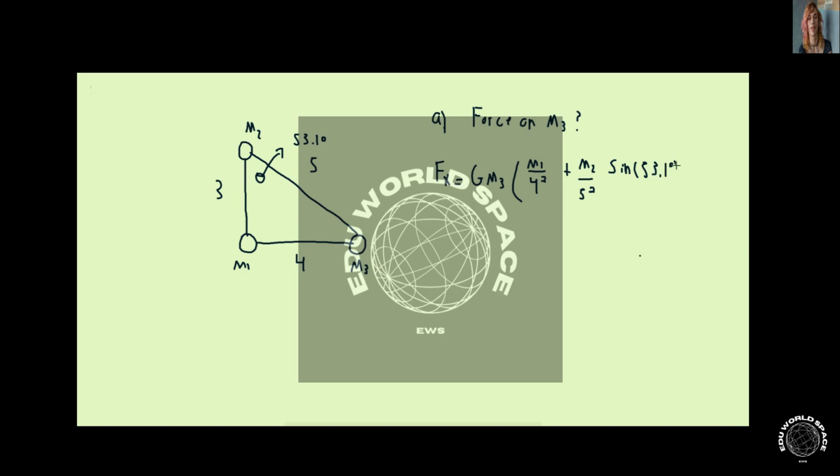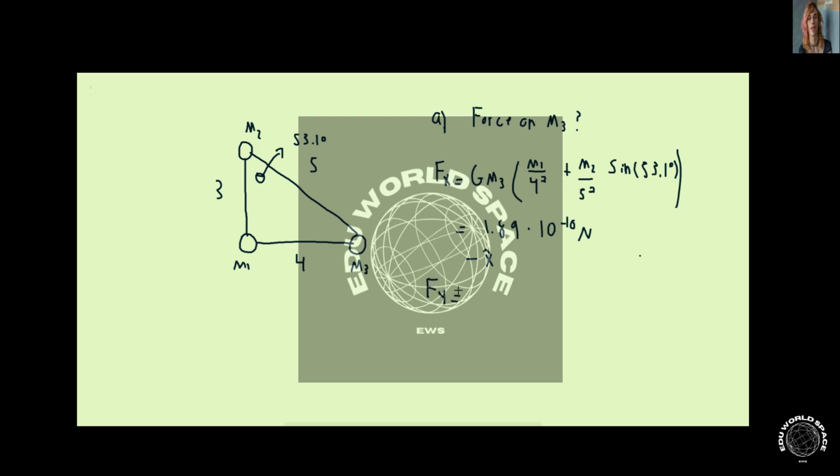53.1 degrees. And so we plug in m1 is 50, m2 is 80, and we should get then that this force is 1.89 times 10 to the minus 10th newtons. And that is in the negative x direction. Those are both pulling to the left.